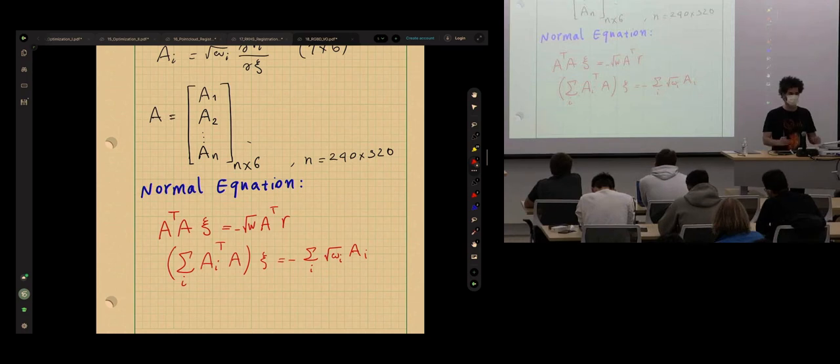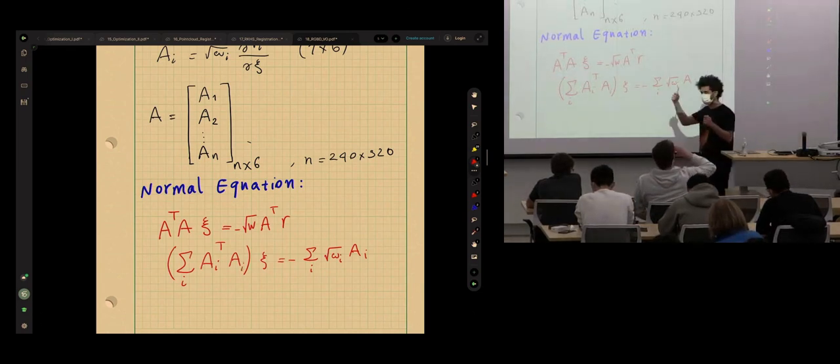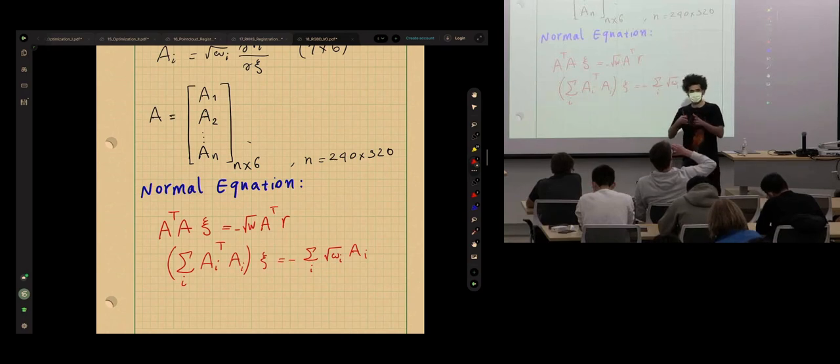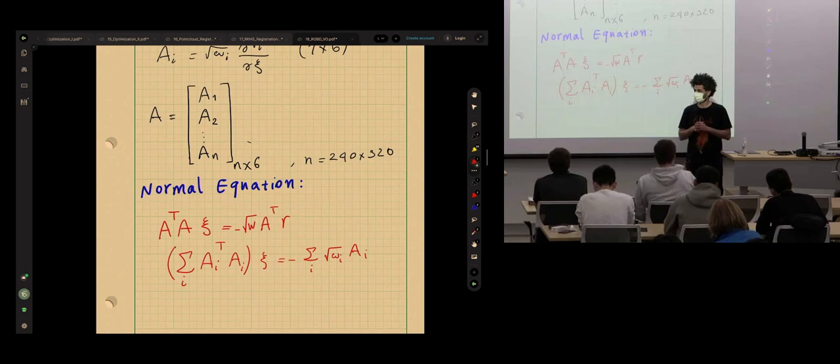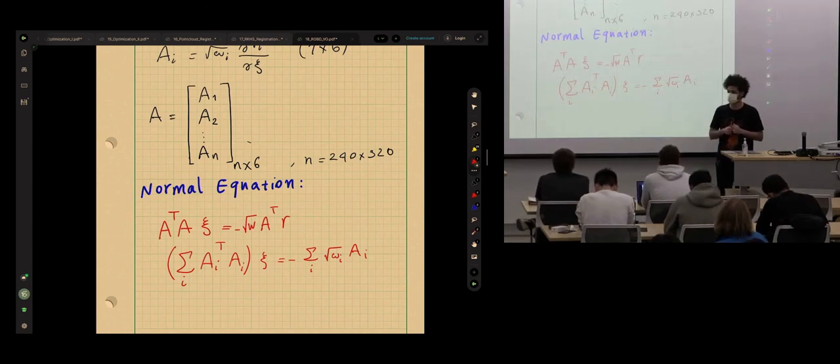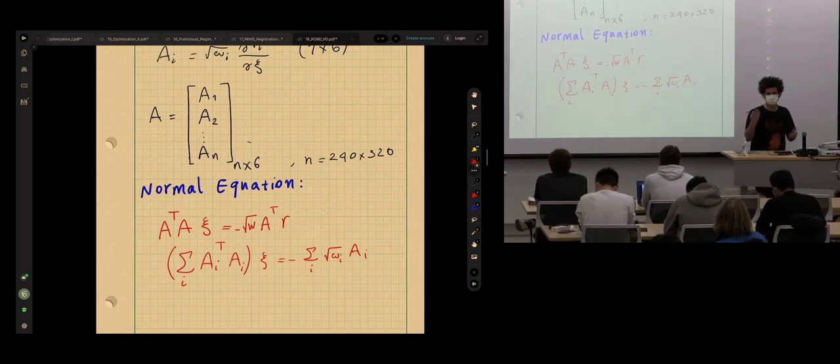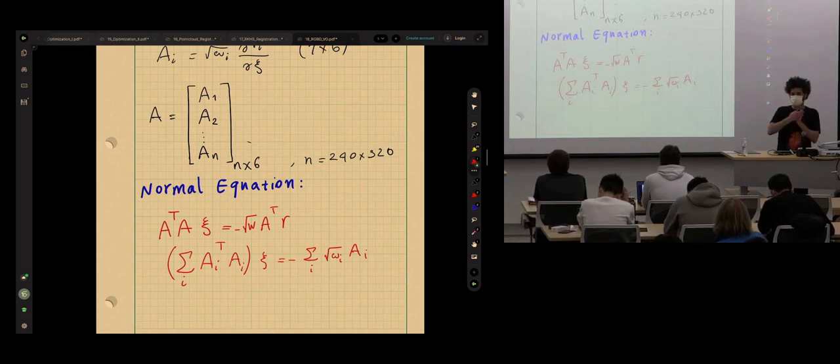We can process every pixel and then sum up this AI transpose times A. So 6 by 1 times 1 by 6, 6 by 6. And then keep adding them. That's how it will become invertible. Otherwise, for a single pixel, it will be obviously low rank because it's 6 by 1 times 1 by 6. So when we sum over all pixels, if you have enough pixels, it will make it invertible. That's how you know you have enough measurements.